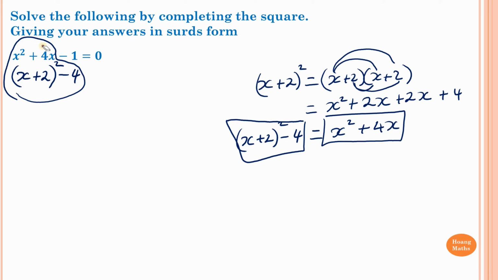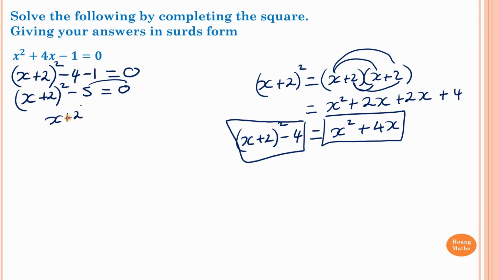And then the negative 1, I just write minus 1 out, and then equal to 0. So now minus 1 minus 4 is minus 5. So I just write this out: (x plus 2) all squared minus 5 is equal to 0. I move the 5 to that side. So that means (x plus 2) all squared is equal to 5.